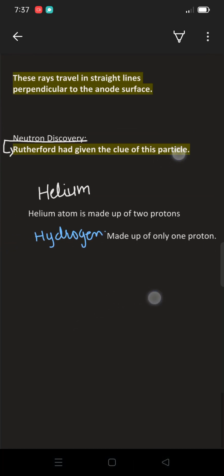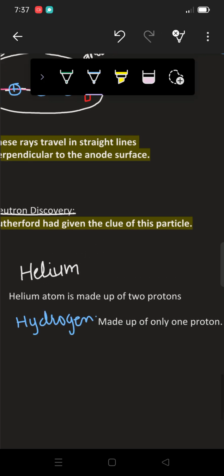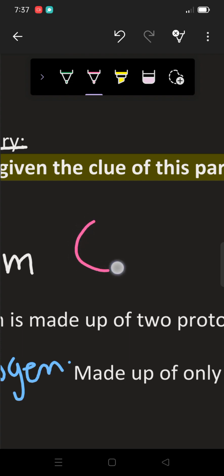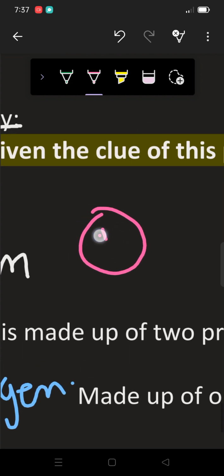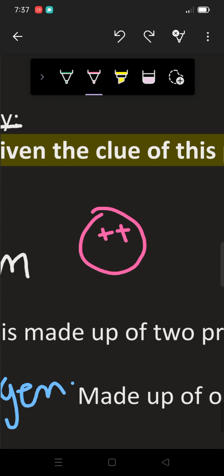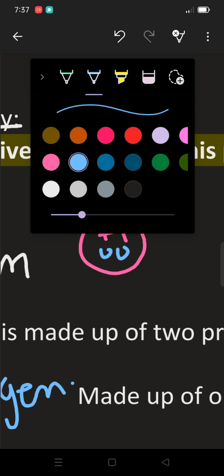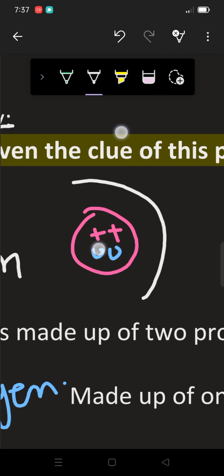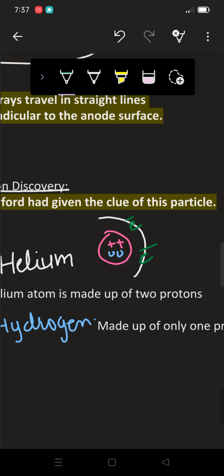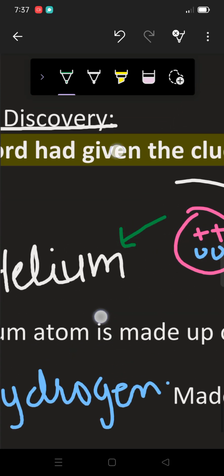Now what did he see? He saw that helium is made up of two protons, right? Let me make the helium nucleus here, the helium atom basically. Here I have the helium nucleus in which I have two positive charges, and these other particles. Here we did not know what these particles are. I am making them in blue color because I am not sure what they are right now, since they were not discovered yet, right? And there were two electrons. So this was the helium atom.